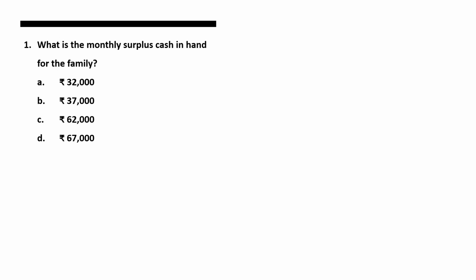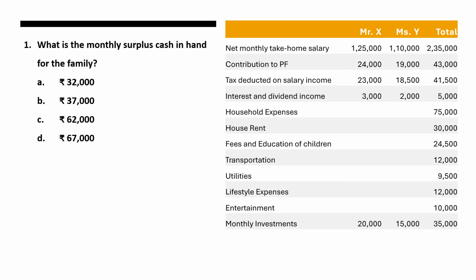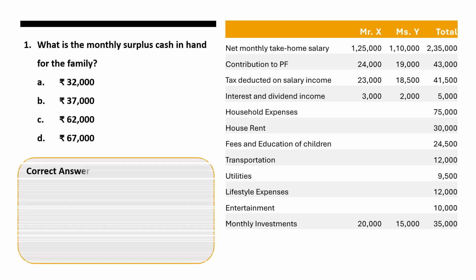What is the monthly surplus cash in hand for the family? We have 4 options here, and this is the information which is already available with us, right? So using this information we have to answer. To answer this question, we need to first identify what is the total inflow of cash with the family, which is the net income that the family is getting, and then from this we have to deduct all the expenses and the monthly committed investments. Okay, so the correct answer here is A, which is 32,000.